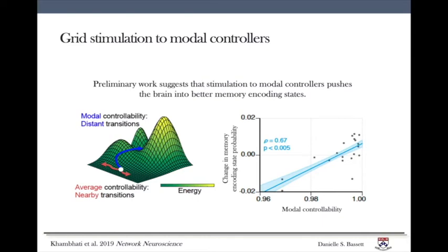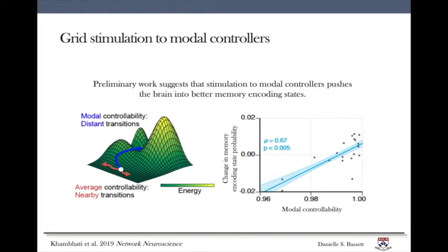The final point is that it's possible that this optimal control trajectory analysis that I've just described to you, in some cases can boil down to that simple modal controllability statistic I told you about earlier. And this is just some data. This is actually from Kambadi et al., Network Neuroscience in 2018. And here he shows that if you study the modal controllability of the region that was actually stimulated, it is positively correlated with a change in the memory encoding probability. This is a positive relationship, meaning that regions that are strong modal controllers inside the structure, if you stimulate them, lead to a change in the state that pushes you closest to the good memory state.